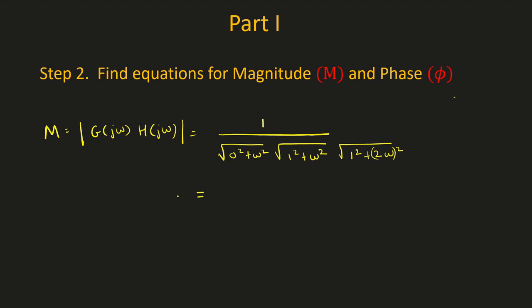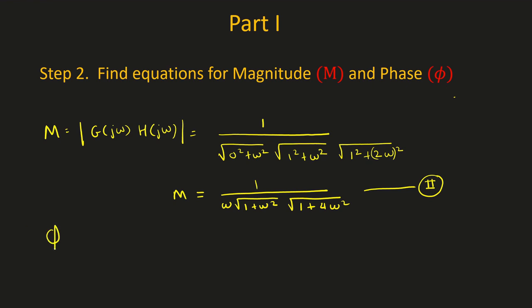So it can be again resolved as M is equal to 1 upon square root of ω square, that is ω, again square root of 1 plus ω square, square root of 1 plus 4ω square. So this is equation number 2, that is the equation of magnitude. So next we need to calculate the equation of phase of the transfer function G(jω)H(jω). We already know if there is a complex number a plus jb, its phase can be calculated as tan inverse of imaginary part divided by the real part.